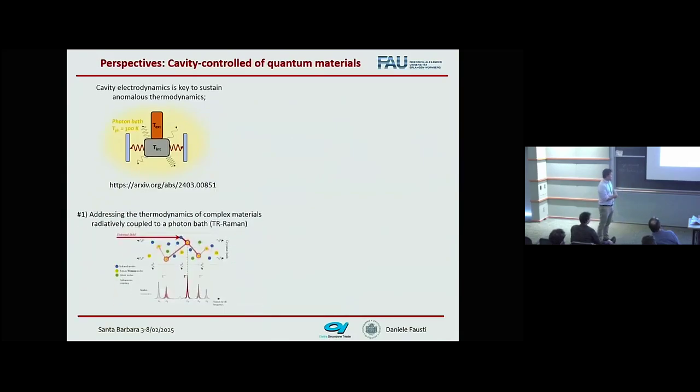We will actually develop means to address the thermodynamics, because if I said that it may be possible, by controlling the radiative coupling to an environment, to sustain non-equilibrium stationary states, I may be able to measure it if I measure the thermodynamics of all the degrees of freedom. So we will develop means to measure the thermodynamics of the different excitations in the matter, like in time-resolved Raman.